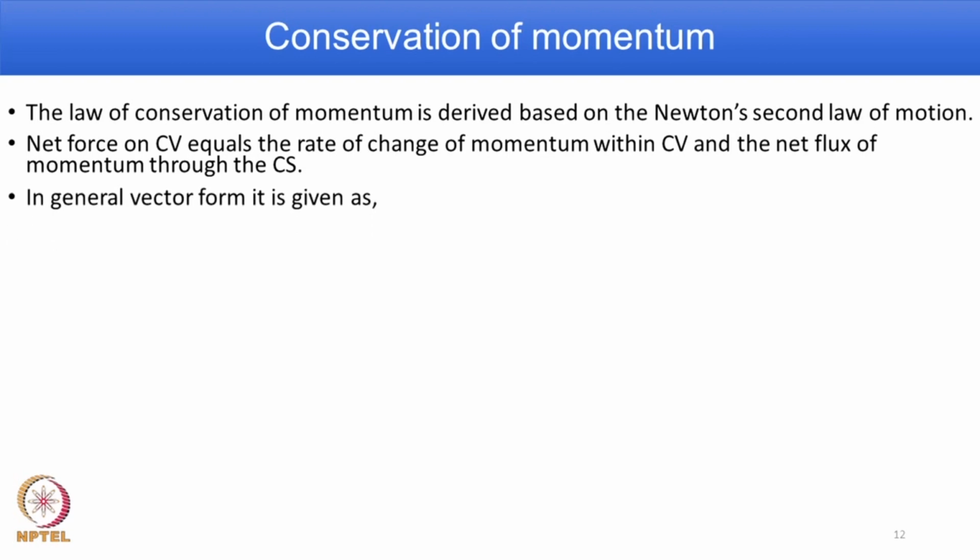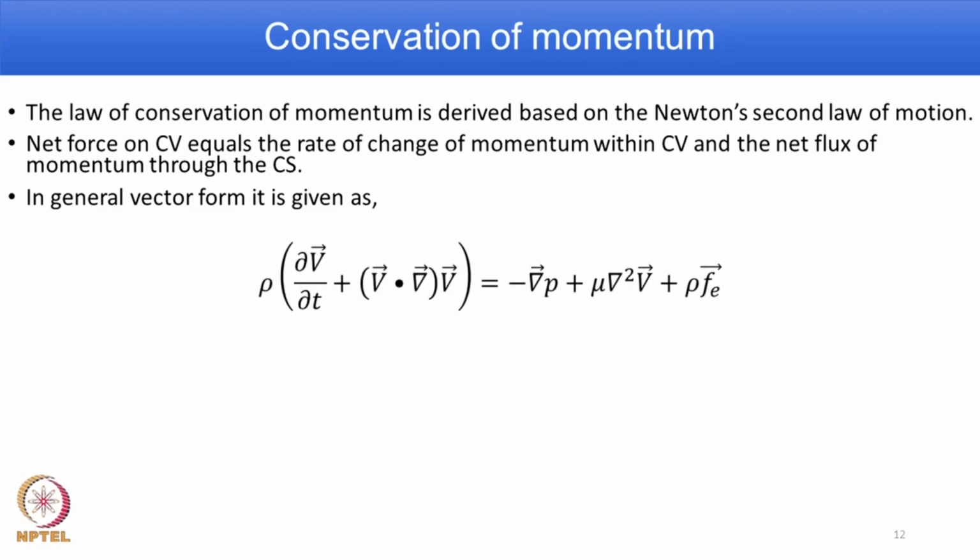So, in vector form, here again we are not doing the detailed derivation. That is there in any standard fluid mechanics textbook or any other open source material or other NPTEL course. So, in vector form the conservation of momentum is given here: rho into dou v by dou t plus v dot del into v, which is on the left hand side, equals pressure gradient, viscous force and any other force.